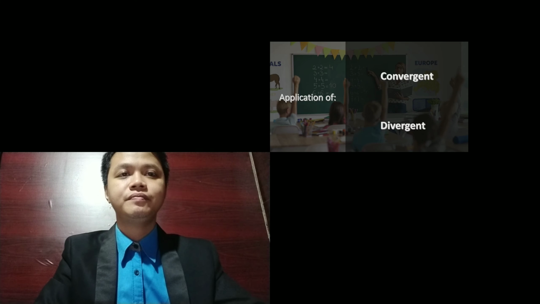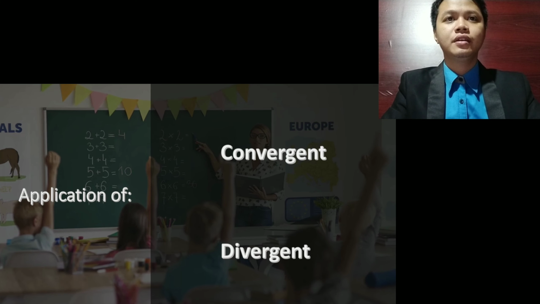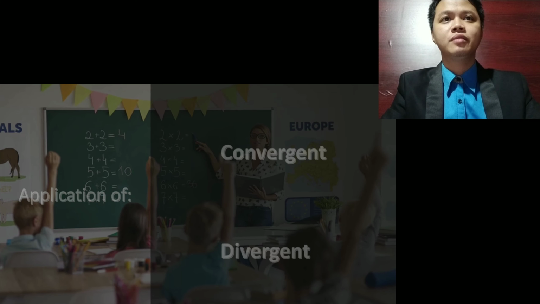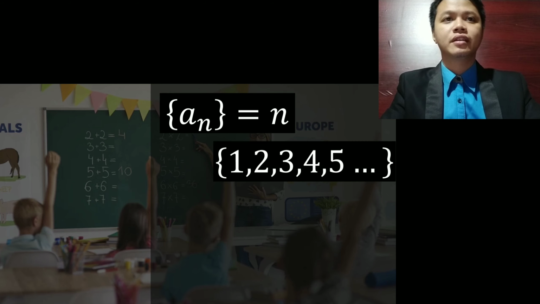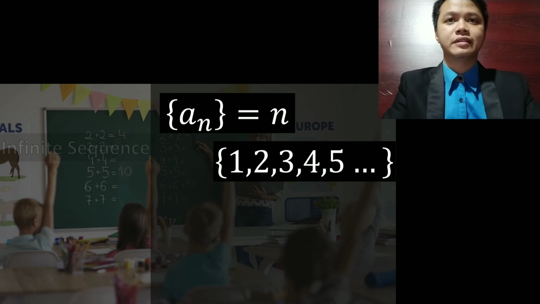Now, we understand the concept of convergent and divergent for sequences. Let us apply this concept to series. A series is when we add the terms in an infinite sequence. Now, if you take a look at this example, this can be listed as 1, the second term is 2, 3, and so on. Now, this is an infinite sequence.